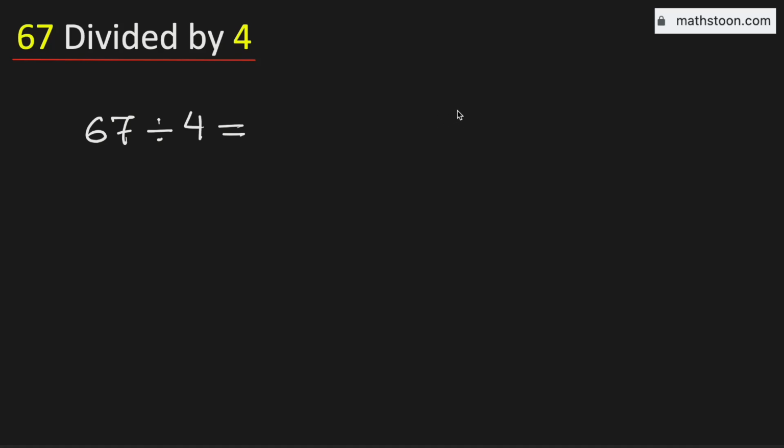In this video, let us learn how to divide the number 67 by 4 using the long division method. Consider the first digit 6. We know that 4 times 1 is 4. Subtract, we get 2. Now 2 is less than 4. That is why we will bring down this number 7 here.